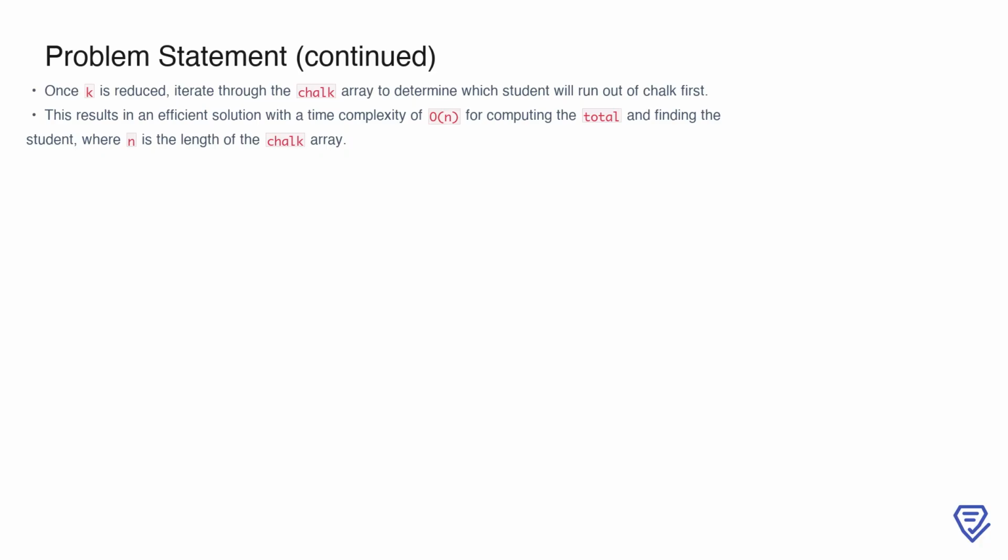If k is greater than this total, we can use modulo arithmetic to find the remaining chalk after all possible complete rounds. Once k is reduced, the problem simplifies to iterating through the chalk array to determine which student depletes the remaining chalk. This approach ensures that we achieve a time complexity of O(n), where n is the length of the chalk array. This efficiency is critical given the constraints, as it allows us to solve the problem even for large values of k in large arrays.